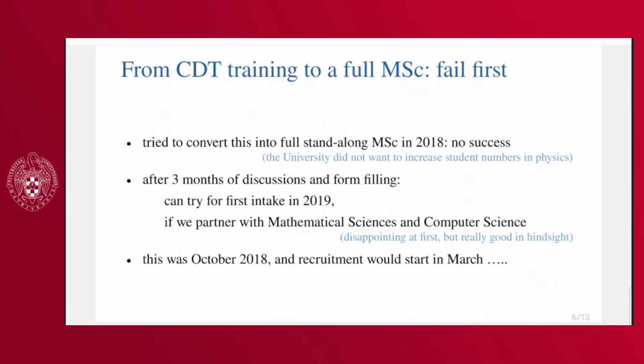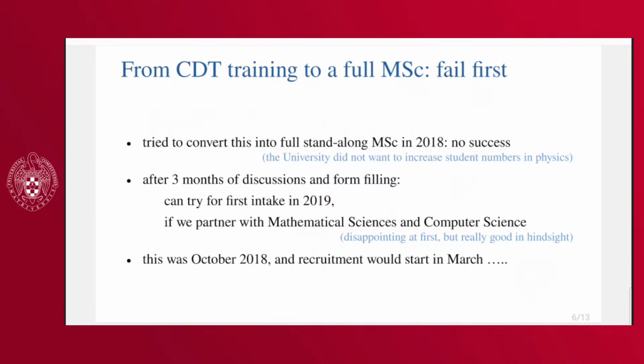So I started pushing a little bit, and after some time, they decided that, in fact, it would be really nice to have an MSc in data science, but only if we partner with the mathematical science and computer science, and if the students are formally attached to one of the two departments. So they told me in late summer 2018 that now is the time to produce something, and we would have to start recruiting in March 2019 for the first intake of students in October 2019. So that was a toughie.